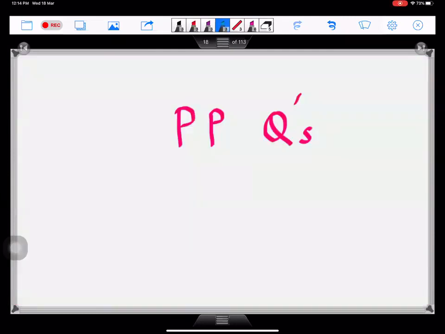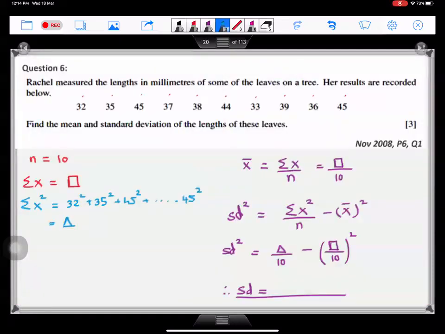When we were doing some past paper questions, the basic type, the first question was straightforward. Rachel measured the length in millimeters of some of the leaves on a tree. Her results are recorded below. Find the mean and standard deviation of the lengths of the leaves.